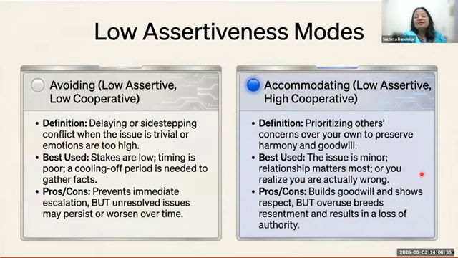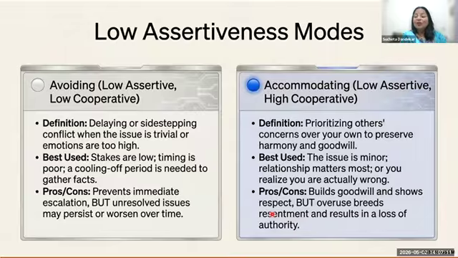Or it could be when you actually realize that you were wrong. Someone nicely points it out to you, and you realize, oh my God, why didn't I think of it like this? I was not aware. That is when you have to give in, with a low assertive approach, and use that accommodating process. What will it do? It will build goodwill, and it will also show respect to the other people who are involved.